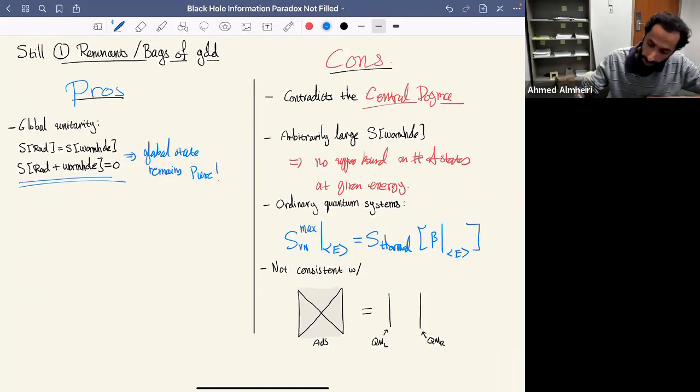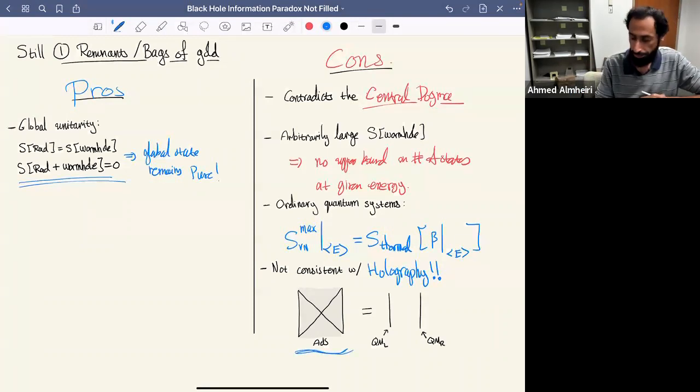Finally, this result is not consistent with holography. In holography, I should be allowed to replace an AdS spacetime or an AdS black hole or wormhole with two quantum systems on the two boundaries, left and right. And well, these are supposed to be ordinary quantum systems, but this duality would be in danger if a wormhole doesn't behave like a quantum system, or a black hole doesn't behave as a quantum system. Any questions about the scenario, remnants and bags of gold?